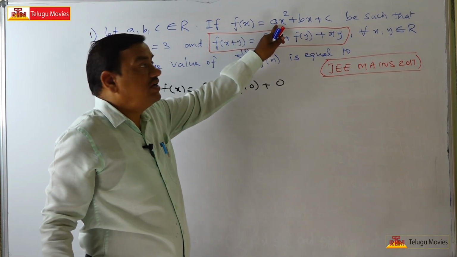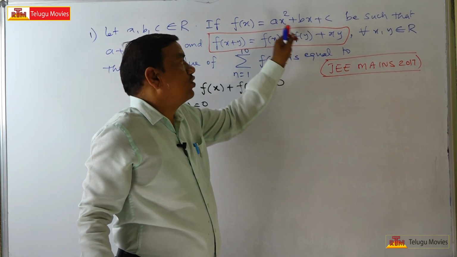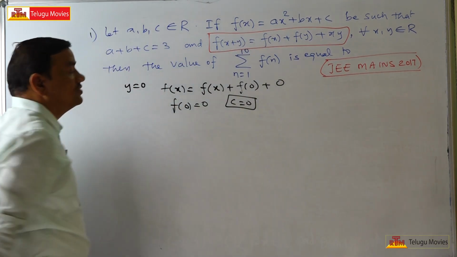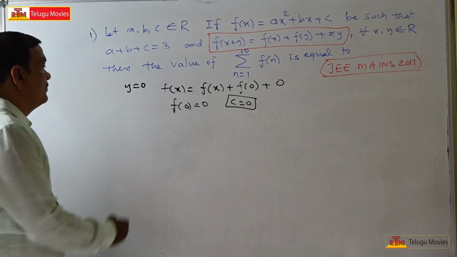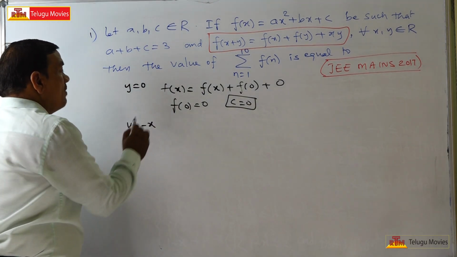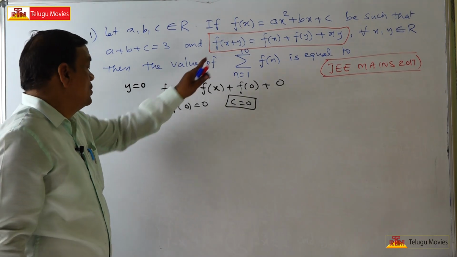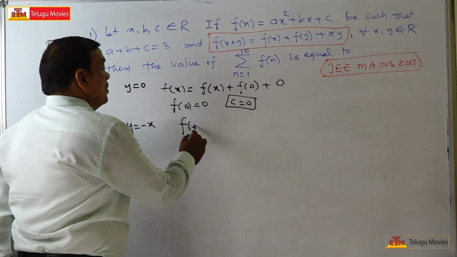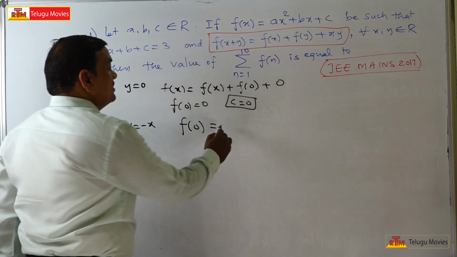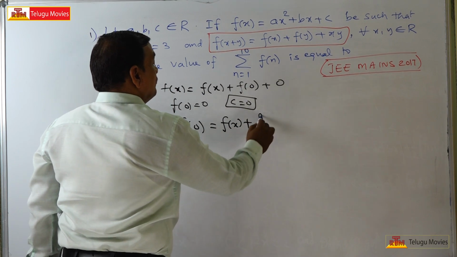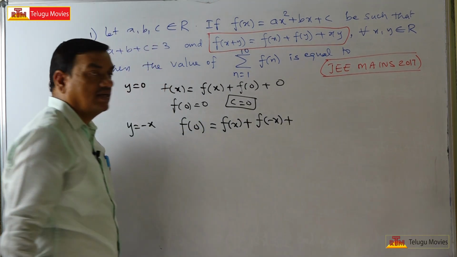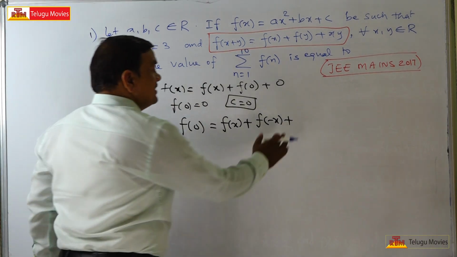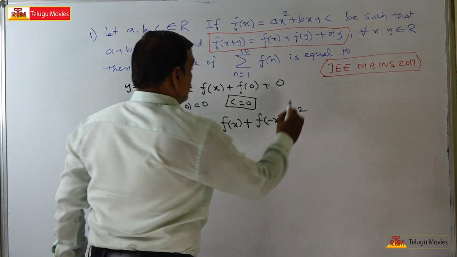f of 0 means what? a into 0 square plus b into 0, total will become 0. c is equal to 0. Therefore, we got the value of c is equal to 0. Happy. Let us put y is equal to minus x. So f of 0 is equal to f of x plus f of minus x plus x into y. Already x into y, putting minus x, therefore this is equal to minus x square.